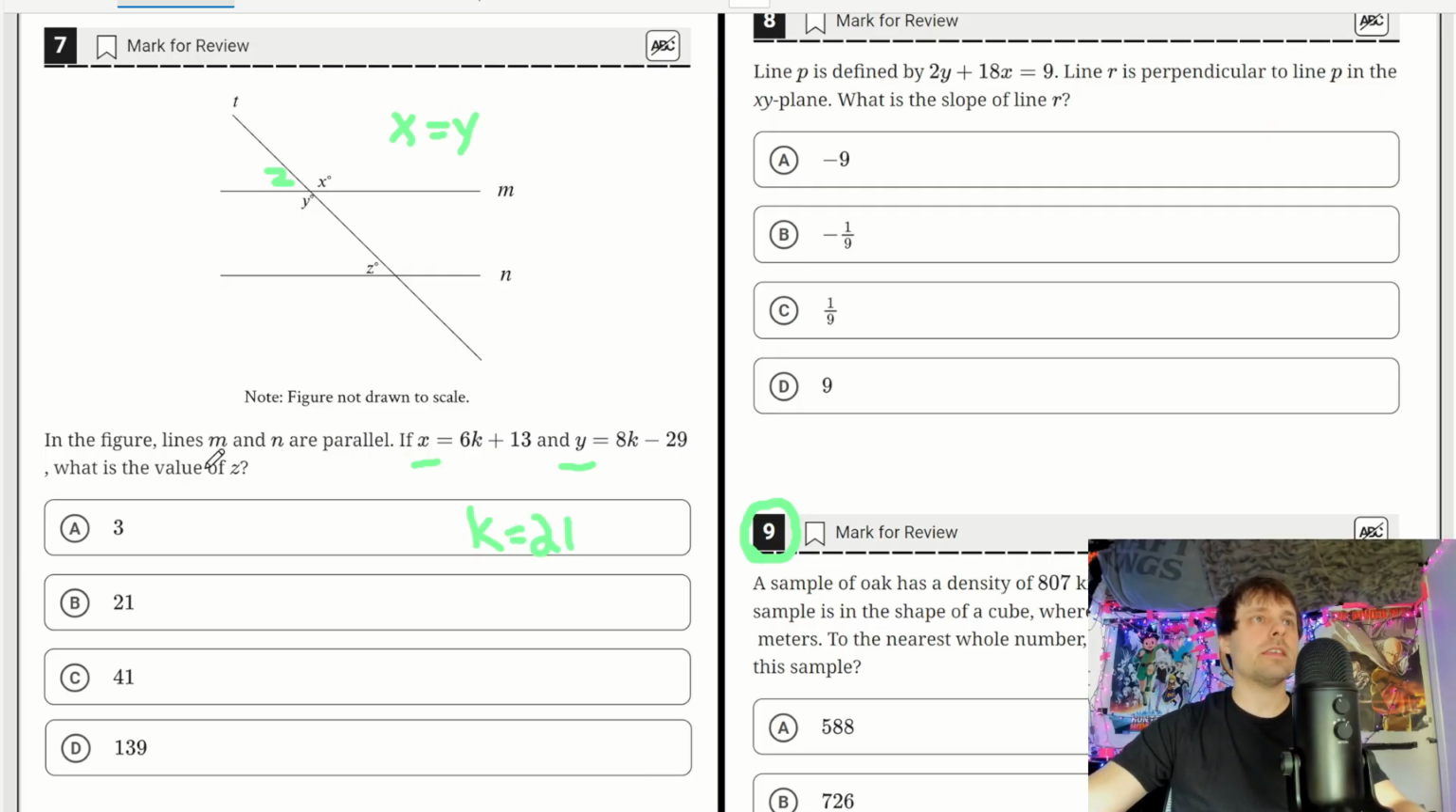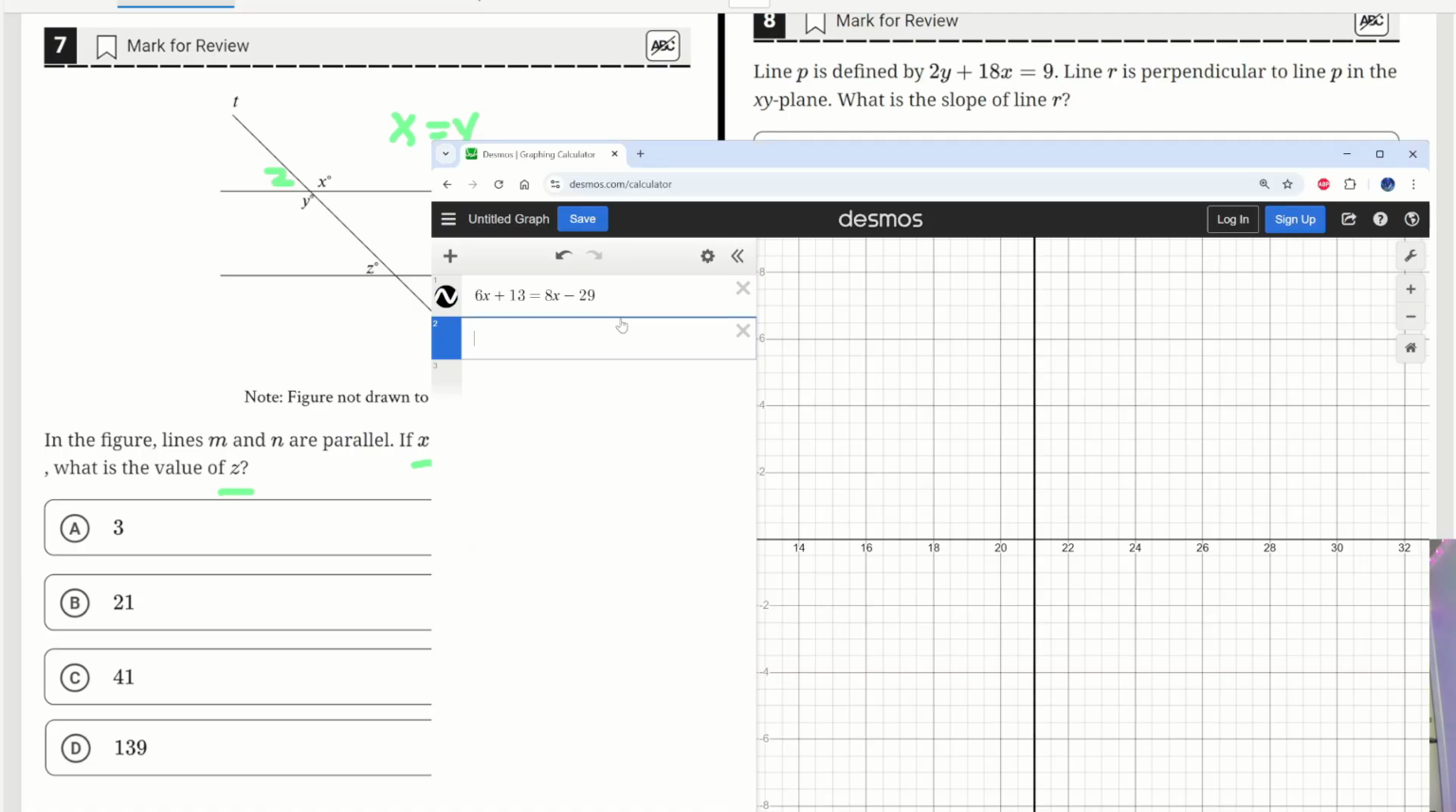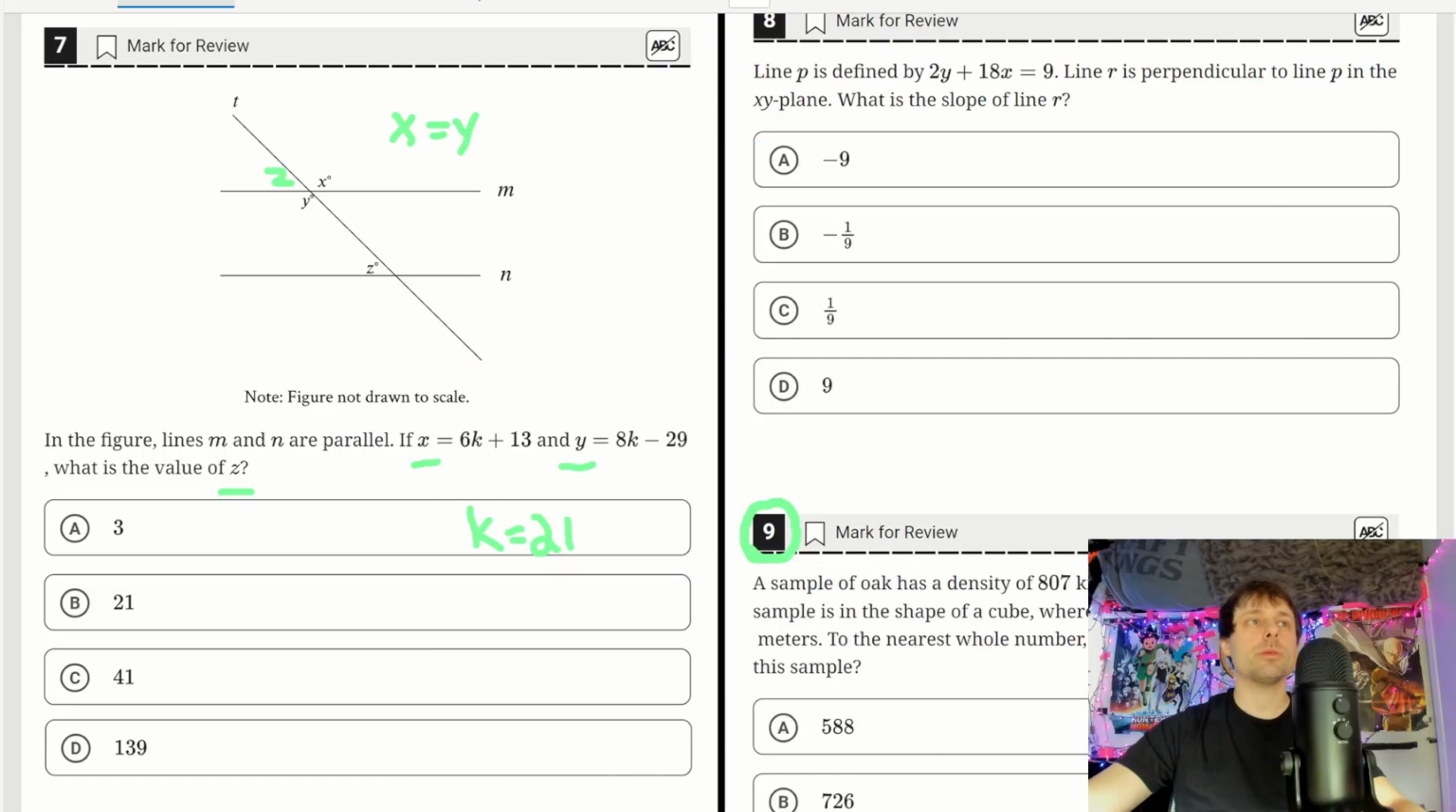And then they say, what is the value of z? Jump back to Desmos, because we already kind of summarized what this equation would be. It would be 180 minus our x value. So our x was 6 times 21, and then plus 13, and that's just going to get us 41. So this is just really how to use Desmos to do all our algebra for us. Zero room for mistakes. So we would just get C for this one.